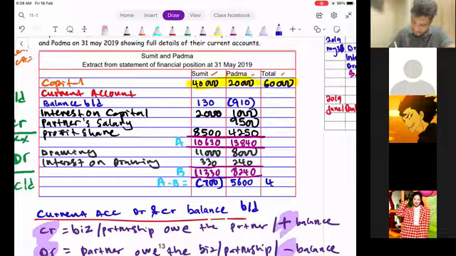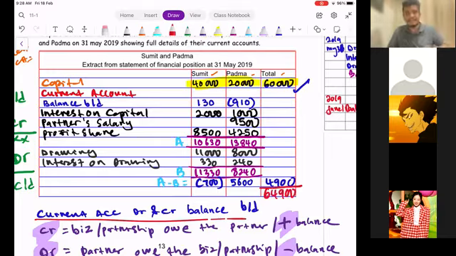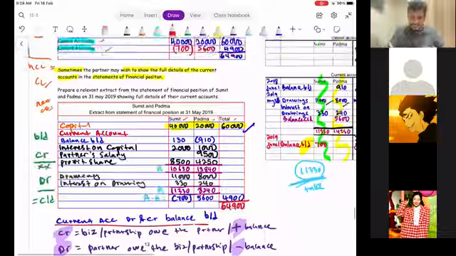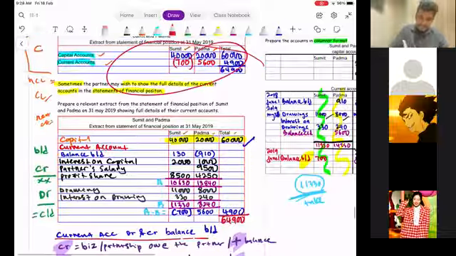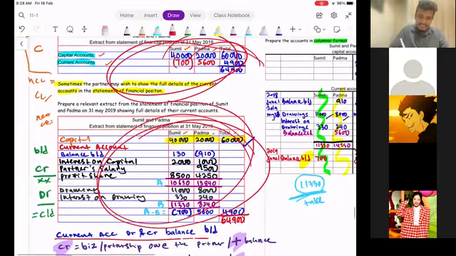I get 4,900. Then 60,000 plus with 4,900, I get a total of 64,900, which is equivalent to this. So this one and this one, same thing. This one and this one, same thing.